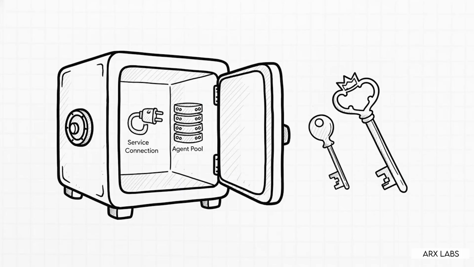Now, for your pipelines, what are the crown jewels here? It's your service connections and your agent pools. These are the keys to the kingdom. They're what let your pipeline talk to your production environments. You have to lock these down. You need to be super strict about who can use them in a pipeline, and even more importantly, who has the admin rights to change them.